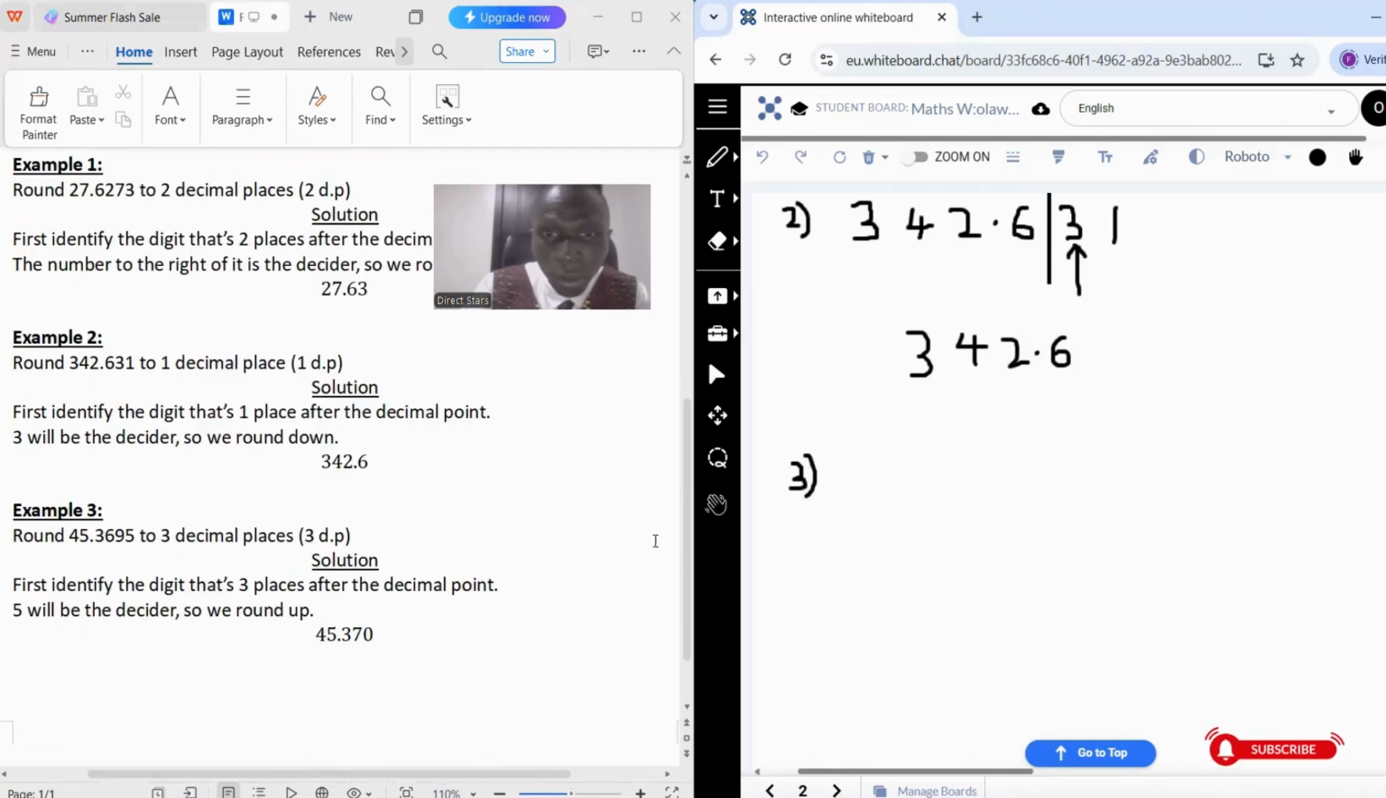Here we're asked to round 45.3695. We're asked to round this to 3 decimal places. So just the same thing that we looked at in example 1 and 2, we are to identify the digits that are 3 places after the decimal point, and that is 369. So just after that 9, I'm going to put a bar.